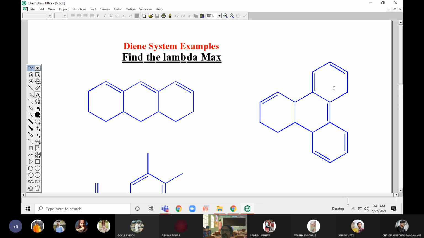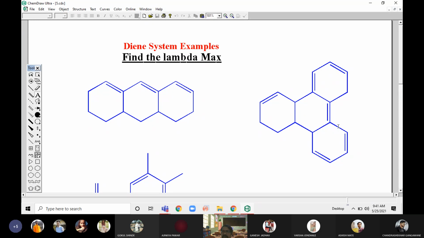Okay. Then next is extended conjugation. This is Diene. So 1, then 2 and 3. So 3 means you have to add 30 into 3, 90 nanometers to this. This double bond is isolated. It is not conjugated with our Diene system. Hence, we have to neglect it.